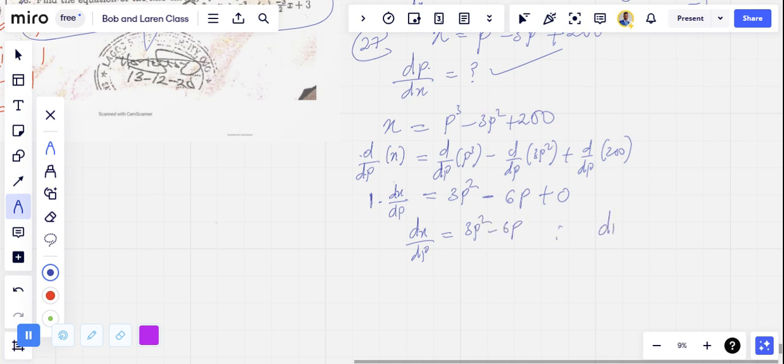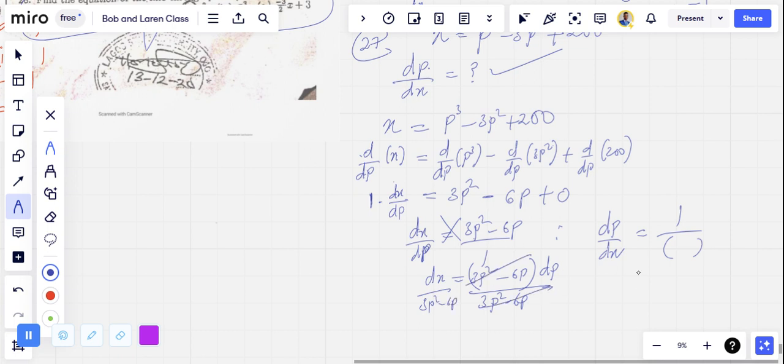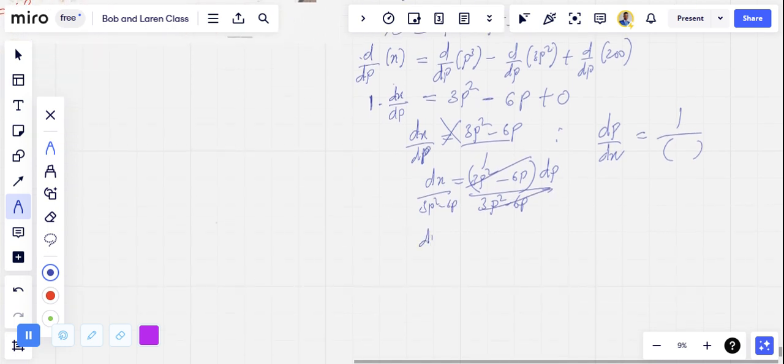What I'm looking for is dp over dx. What I need to do is just cross multiply. dx times 1 is dx. dp times this one is 3p squared minus 6p. I already know that the answer is 1 over it, just the reciprocal, but I want to cross multiply so that you see it clearly. So you divide both sides by 3p squared minus 6p. So my dp now is equal to dx over 3p squared minus 6p.